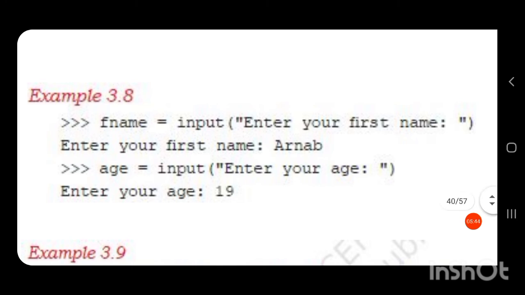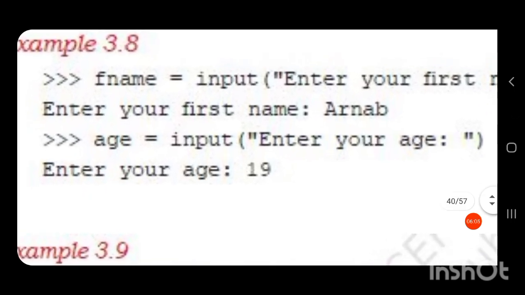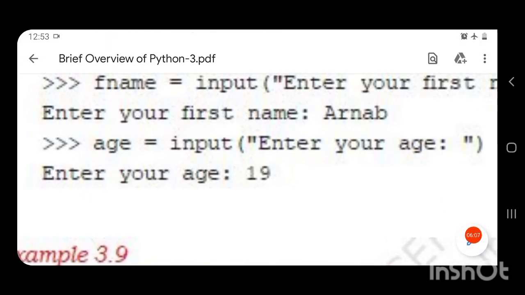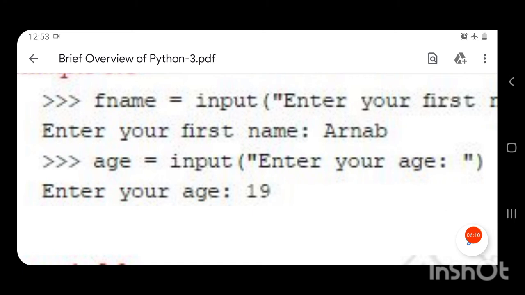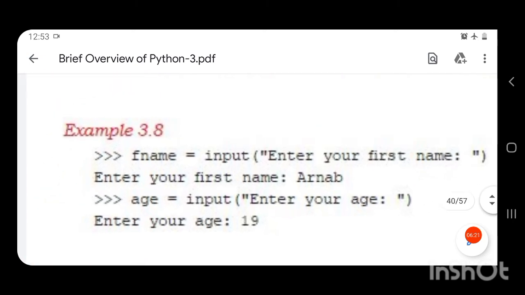Okay, so another variable is there, age. Age is equal to input in brackets, enter your age. Enter your age should be in double quotes or single quotes. Then close the bracket or parenthesis. Then you can see the prompt is changed to enter your age, where the user will be displayed with enter your age, and the user can enter the age. And what happens is this age 19 is assigned to the variable age.